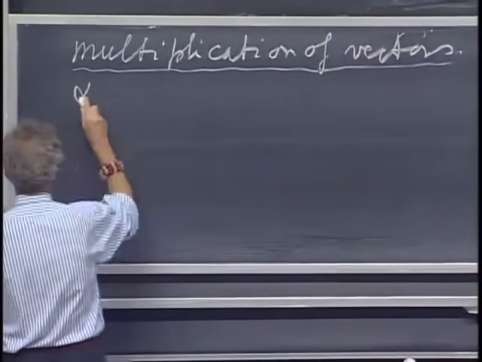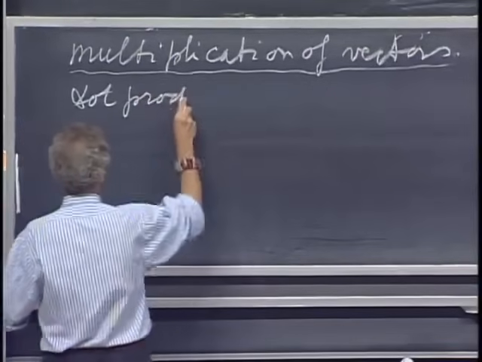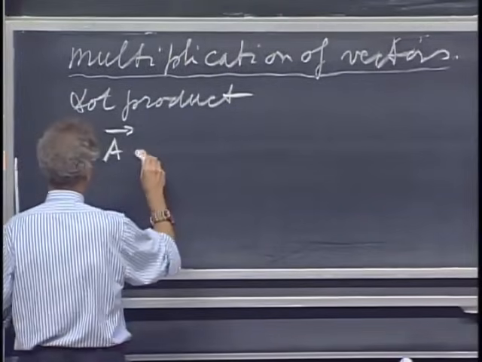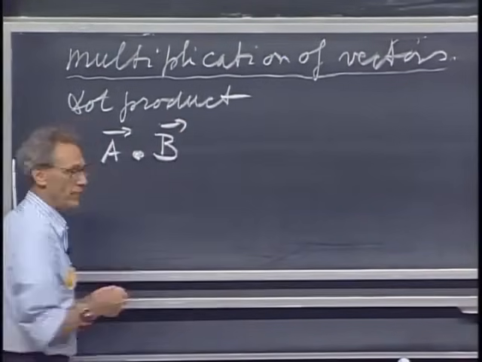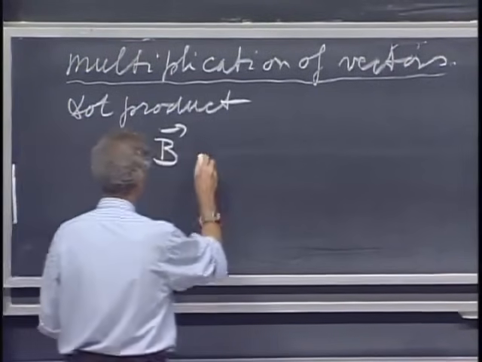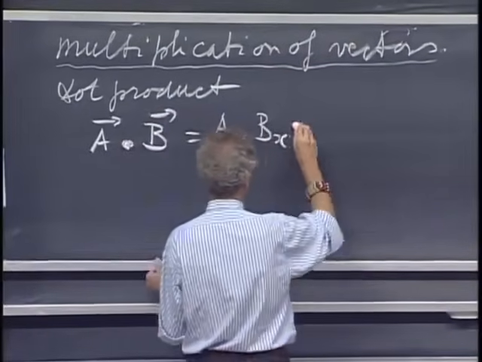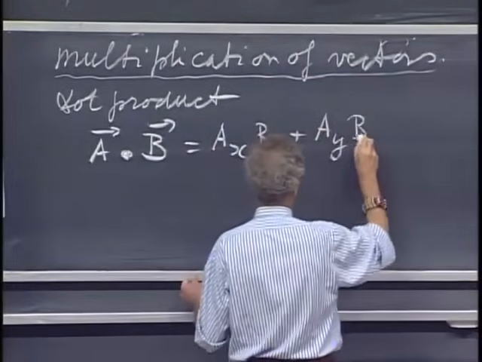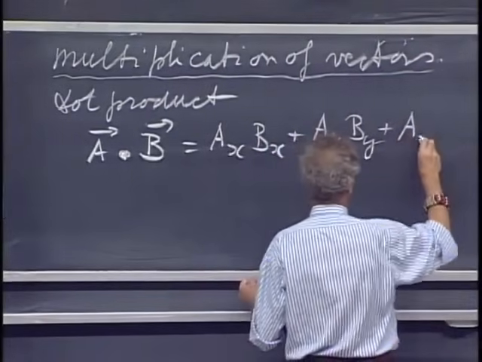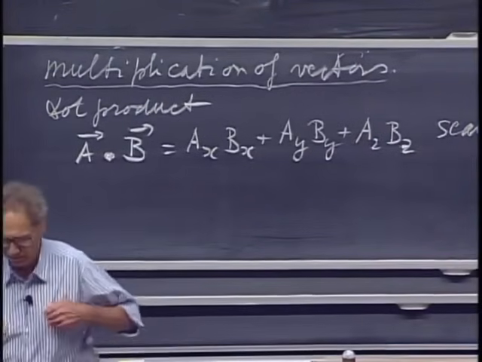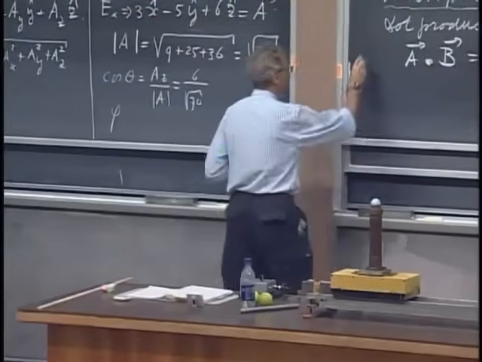One is called the dot product, often also called the scalar product. A dot B, a fat dot. And that's defined as, it is a scalar, A of x times B of x, just a number, plus A of y times B of y, that's another number, plus A of z times B of z, that's another number. It is a scalar. It no longer has a direction. That is the dot product. So that's method number one. That's completely legitimate, and you can always use that.